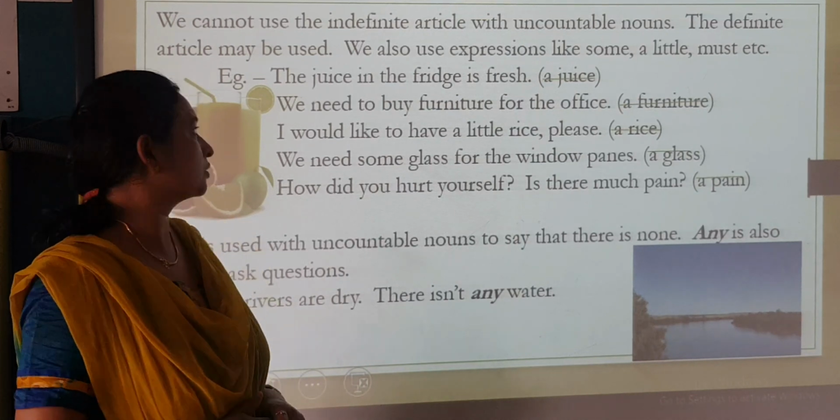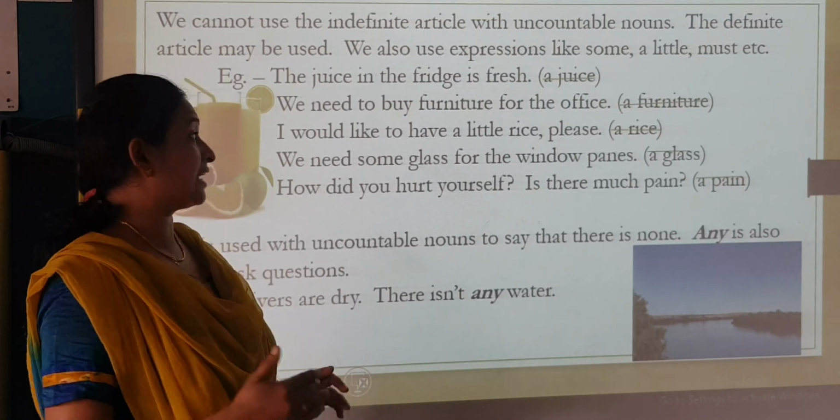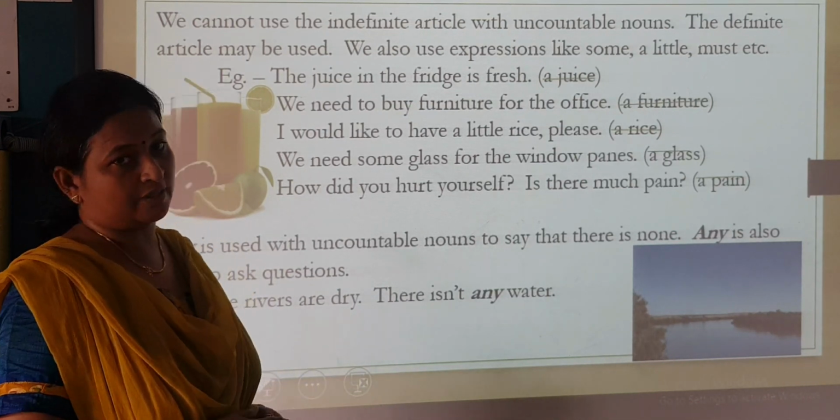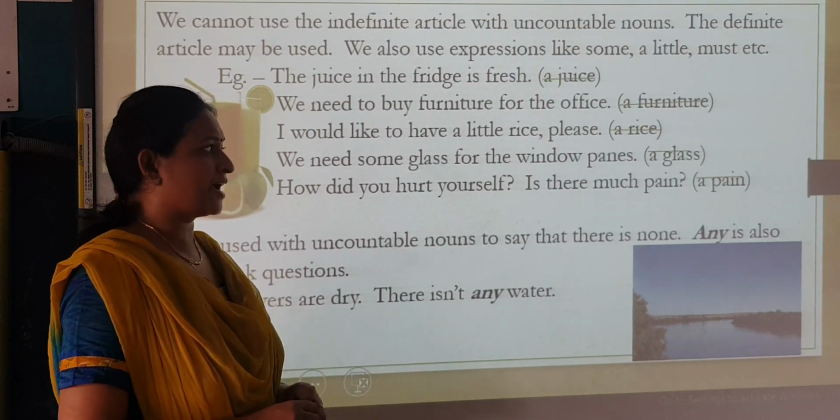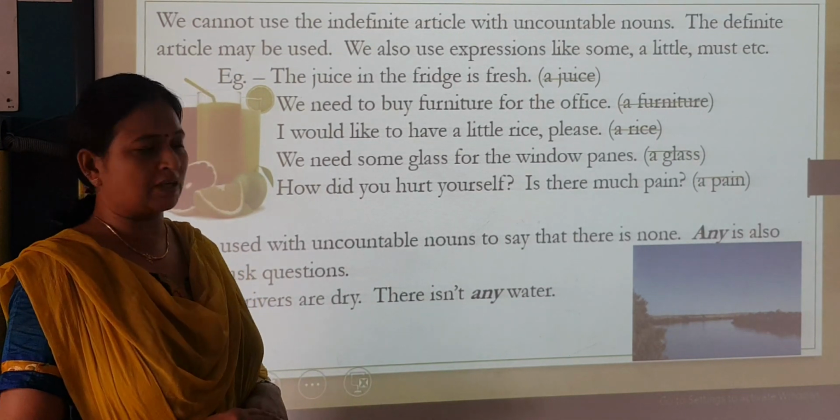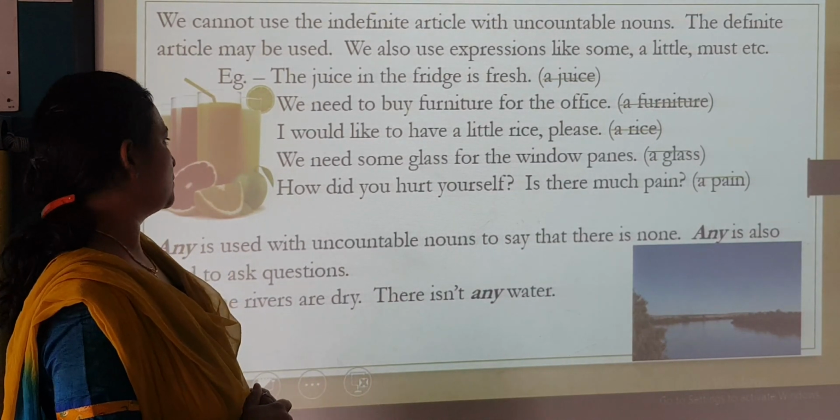No, that is wrong. We need to buy furniture for the office. We never say that we need to buy a furniture. That is the wrong way of saying it. I would like to have a little rice, please. Have you ever told your mother, I would like to have a rice? Again, that's the wrong way of using it.